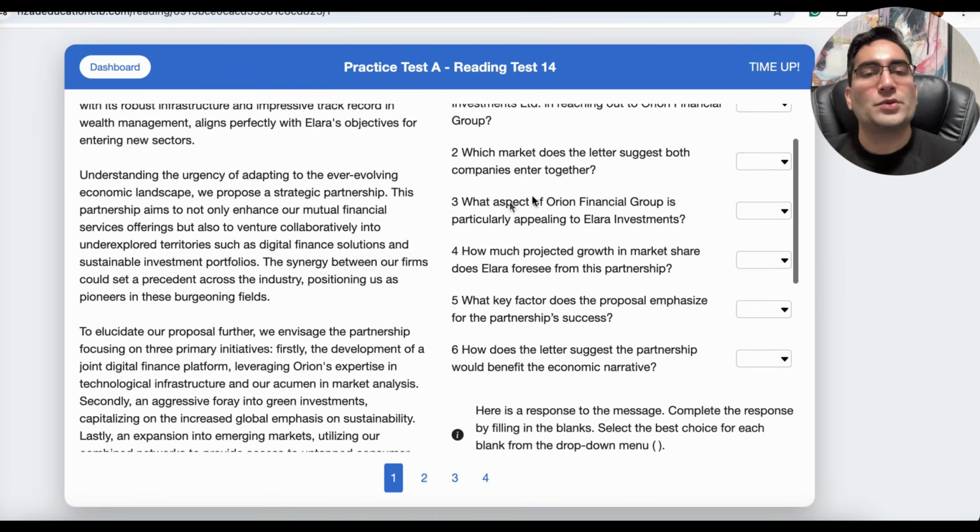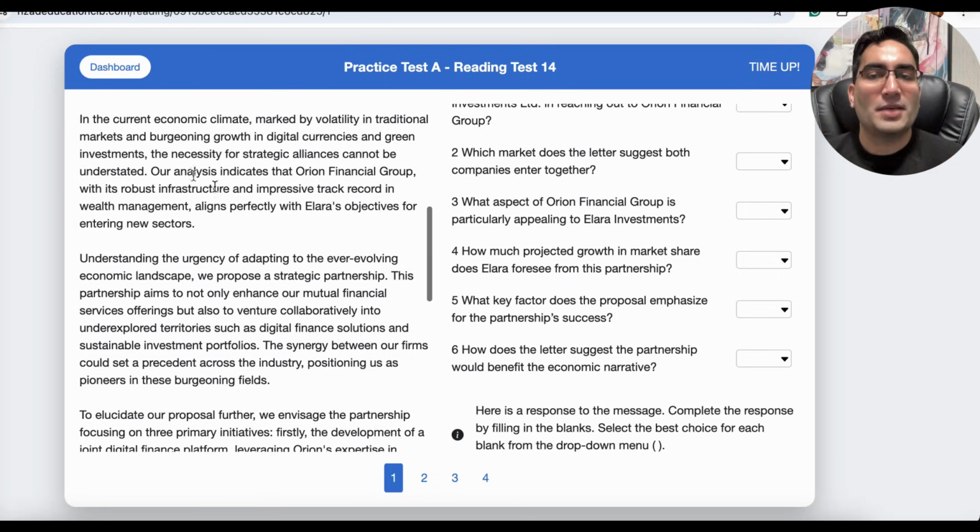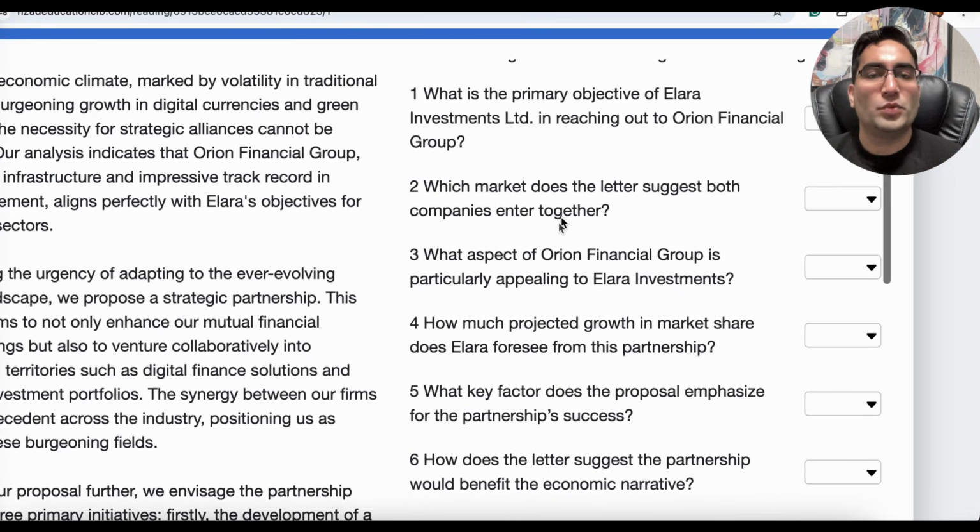Good. Next, what aspect of Orion Financial Group is particularly appealing? Now, wait a second. We saw something about this earlier. They were saying our analysis indicates that Orion Financial Group, with its structure and track record, this was something that these guys praised. So maybe here is where I'm gonna find the answer for this one. And again, I'm looking at my keywords. What aspect of this group is particularly appealing to Elara Investment?